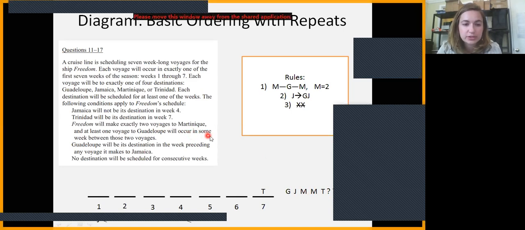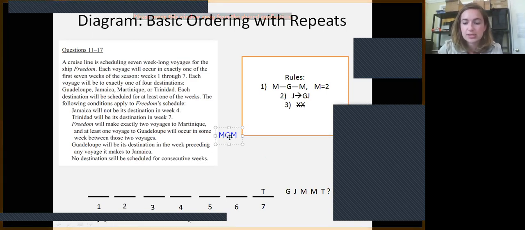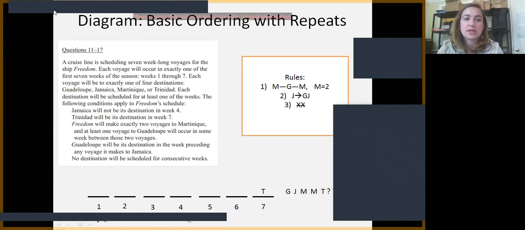At least 1 voyage to Guadalupe is going to occur in some week between those 2 voyages. Now I have to be careful here. I know sometimes the LSAT likes to give me chunks, something like, okay, it's going to be M followed by G followed by M immediately. But that's not right in this case because it says in some week between those. So I don't know if it's going to be right between them or if there's going to be some space.